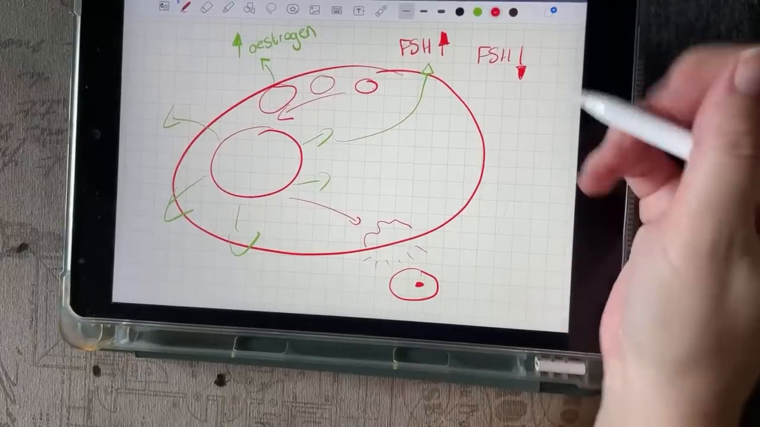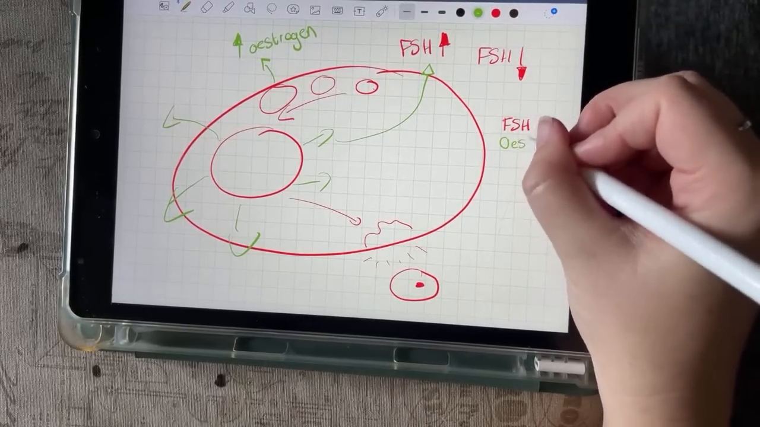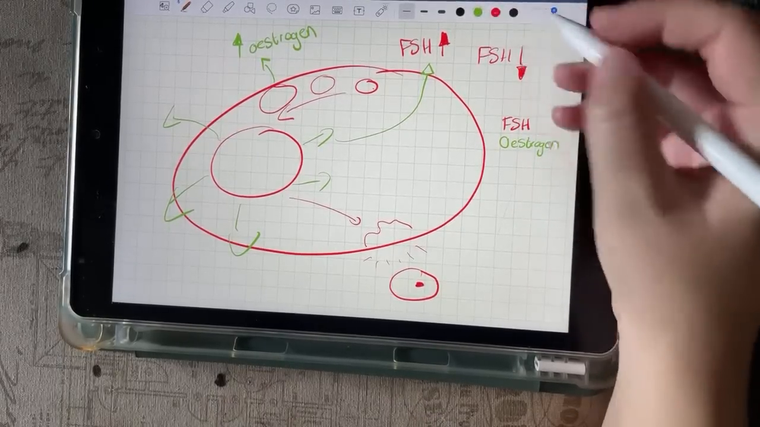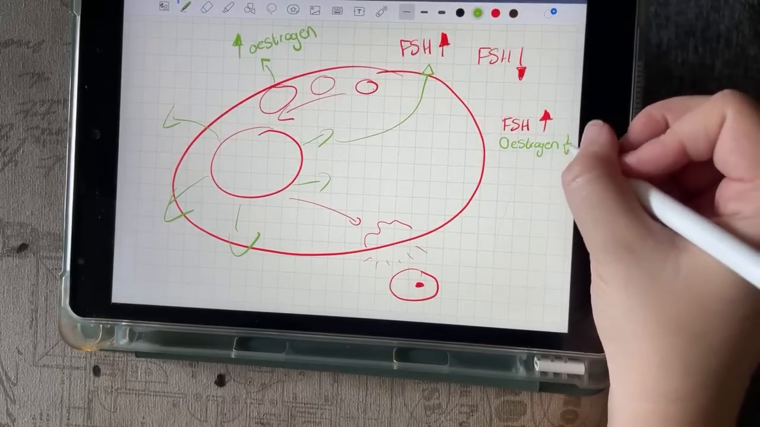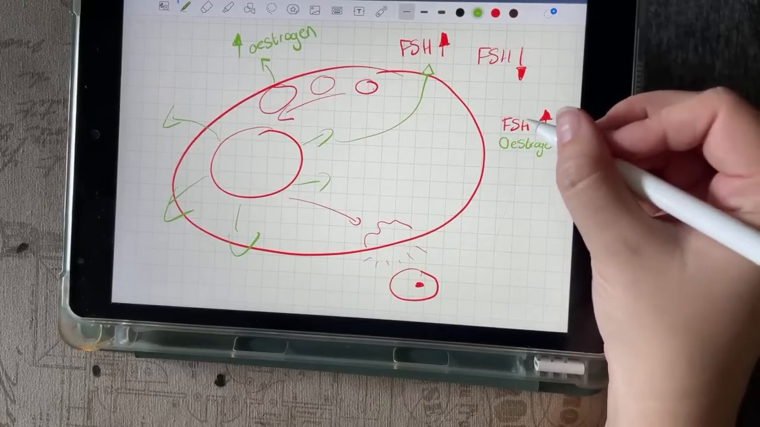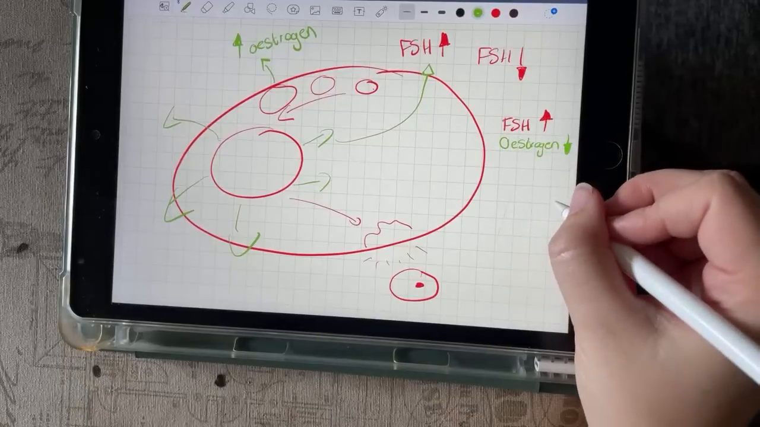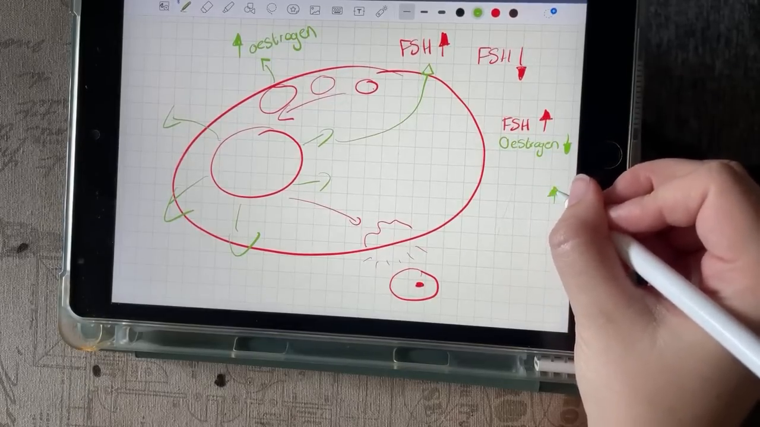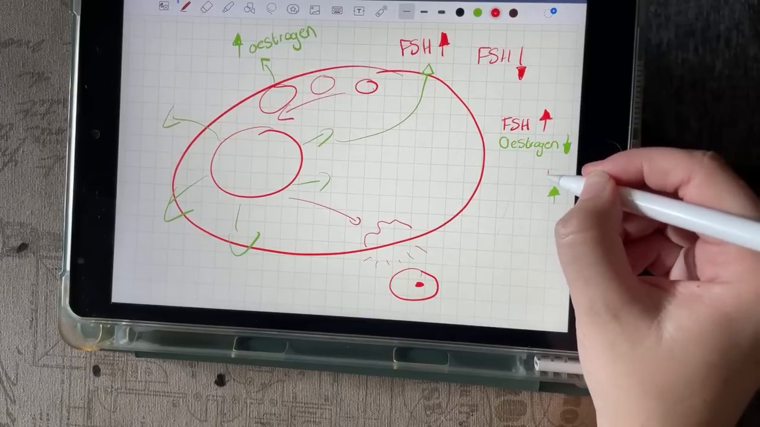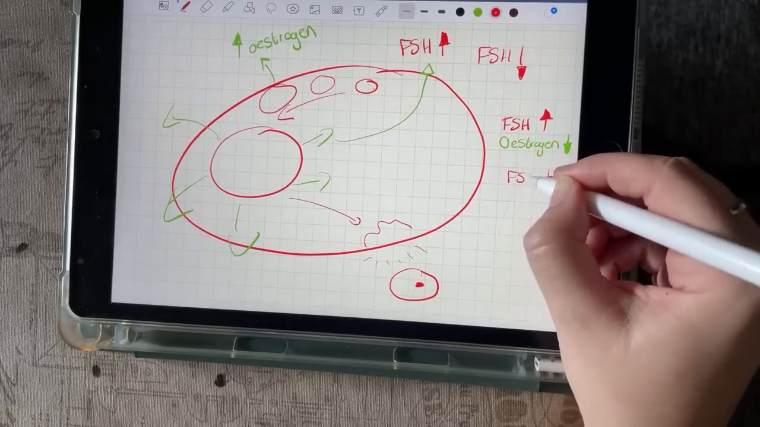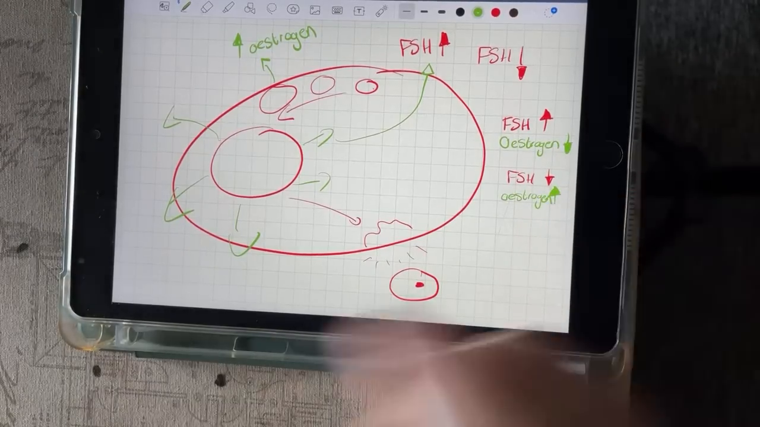So in very simple terms, we have FSH and we have estrogen. When FSH is high, estrogen is low. And that makes sense because we're growing an egg. As the egg gets bigger, however, estrogen levels start to go up. And that means we are growing an egg. So if estrogen levels are going up, then FSH levels go down. And that is their negative feedback between each other.